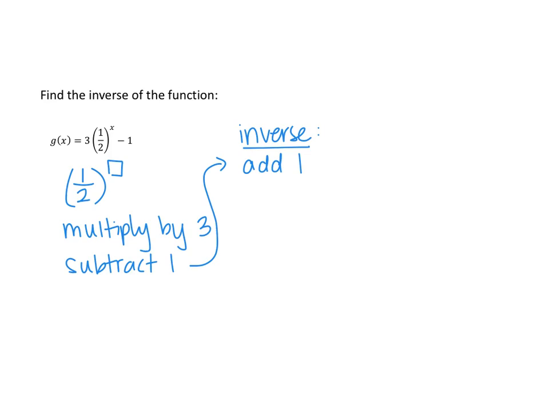So for the inverse function, we want to take the input and add 1. I'm just leaving some room in case I want to build more on top of that. All right, so we took care of subtracting 1, and then we want to undo, we're working backwards, so now we want to undo the step of multiplying by 3, which would be divide by 3.